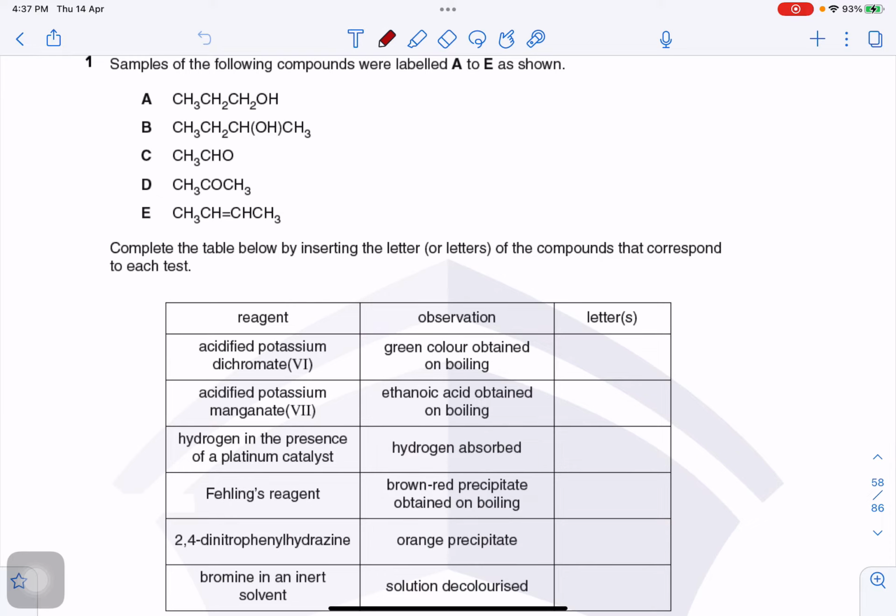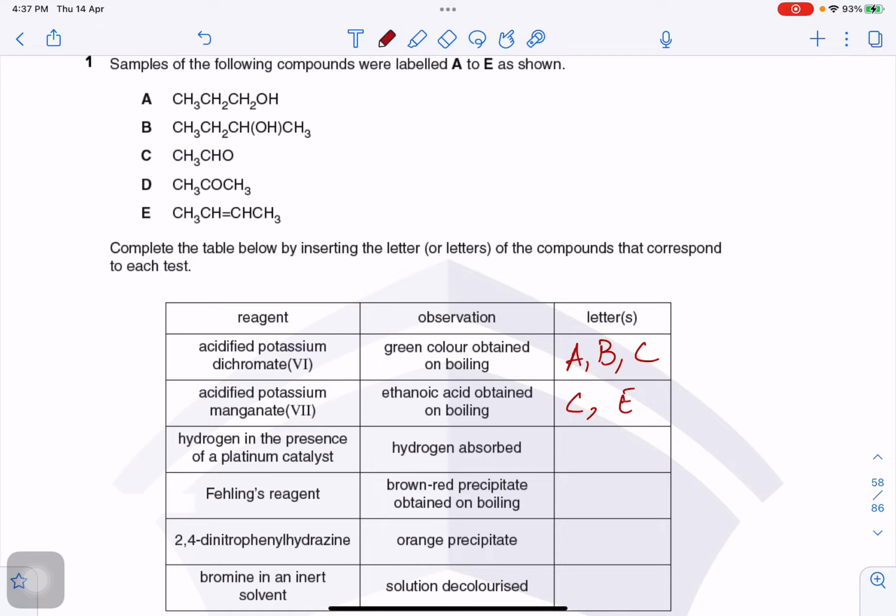The reagent is acidified potassium dichromate, which is a strong oxidizing agent, green color obtained on boiling. Of course, that's oxidation. So A can be oxidized, B can be oxidized, and C can be oxidized. Acidified potassium manganate is also a strong oxidizing agent, and ethanoic acid is obtained. That means you're getting ethanoic acid, so that should be C. Okay, and you're also heating it, it's boiling, right? So E will also break down and give us ethanoic acid, because first it will form ethanol, and that ethanol will form ethanoic acid because you will break it from over here. Okay, so C and E.